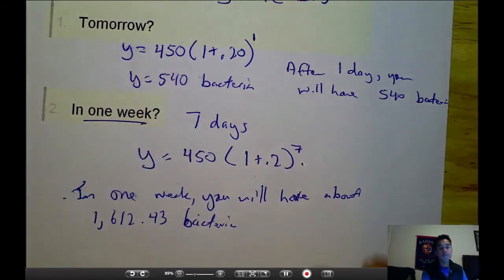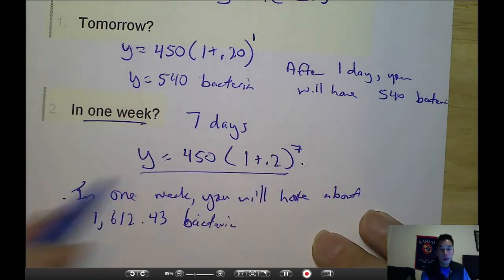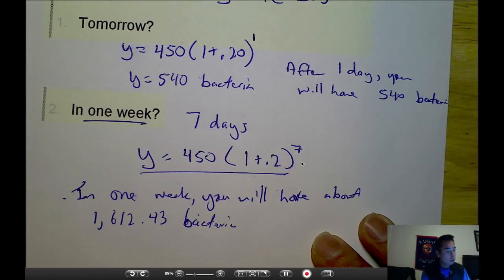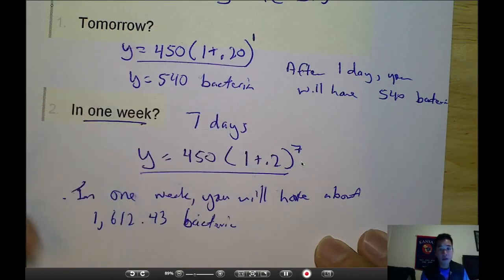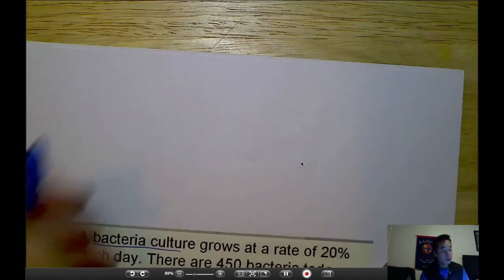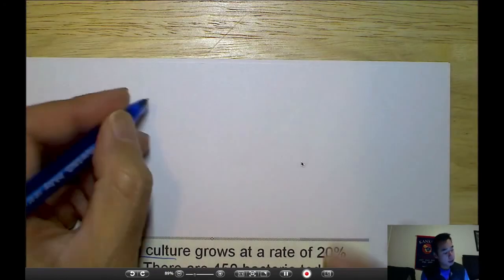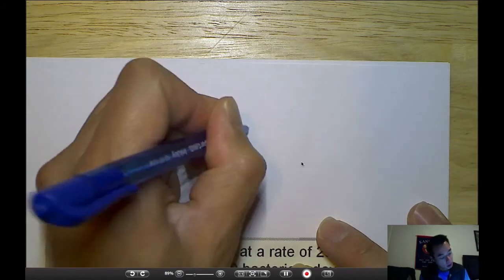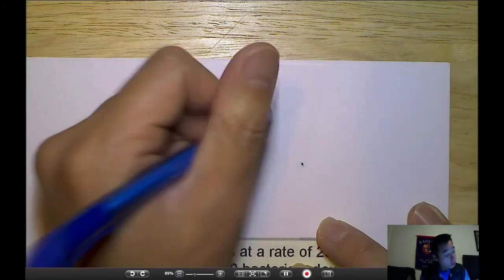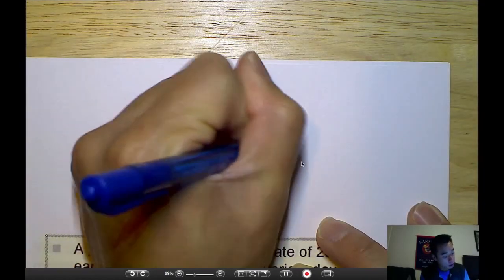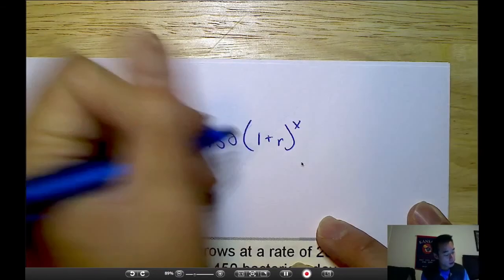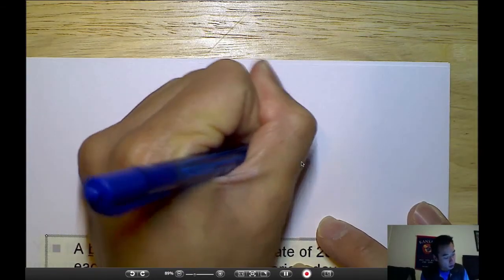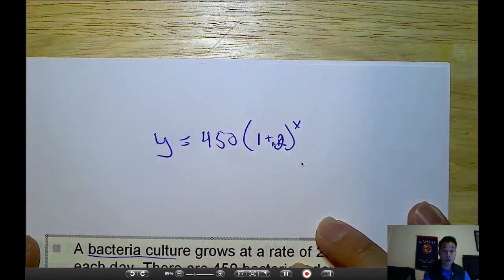Total bacteria. Okay, so there is my function for 1 week, and there's my function for 1 day. So in review, if we're playing with this culture of bacteria, our function would be y is equal to 450 times the quantity of 1 plus r to the power of x, or in this case, r would be 0.2, and that will be our equation for this function. Okay, let's try another one.